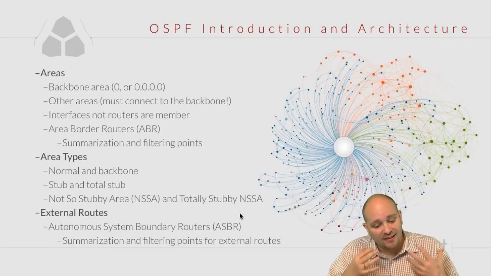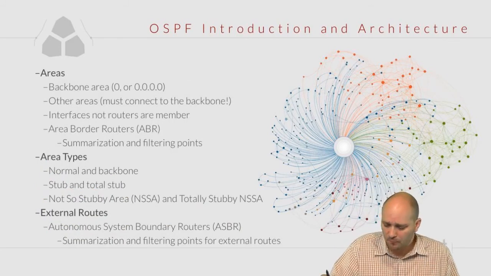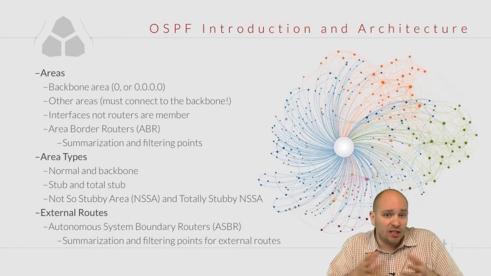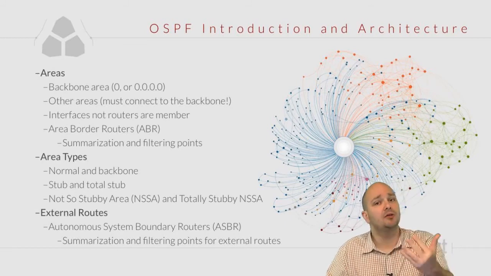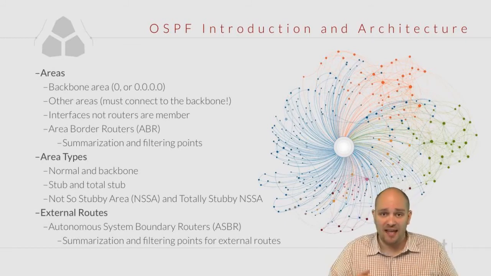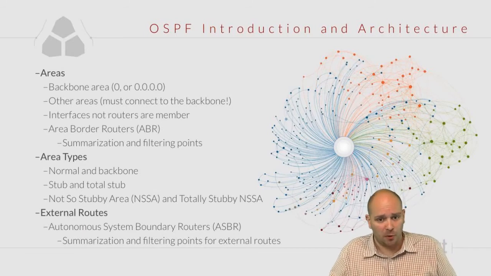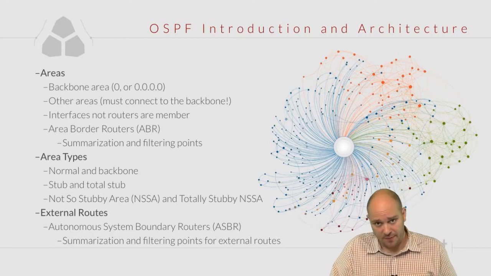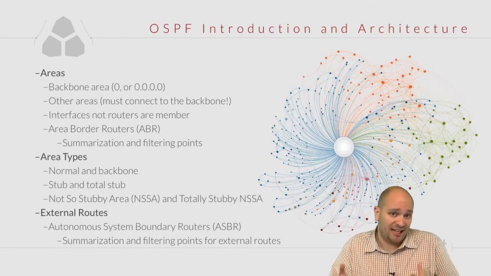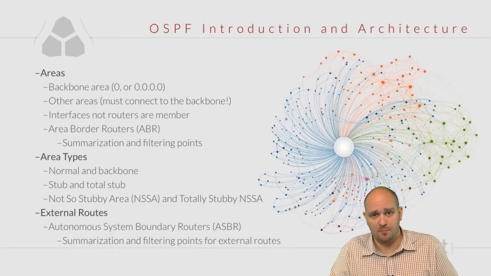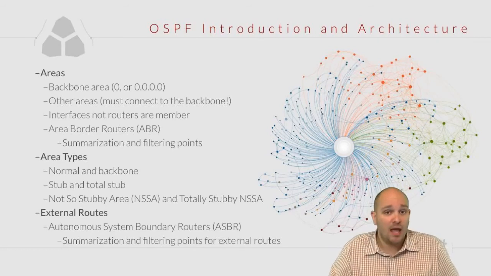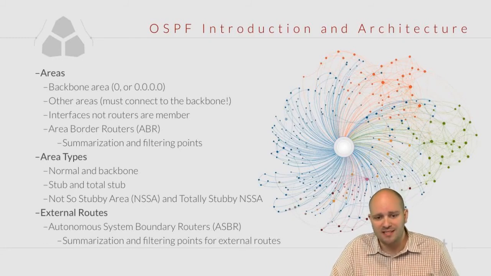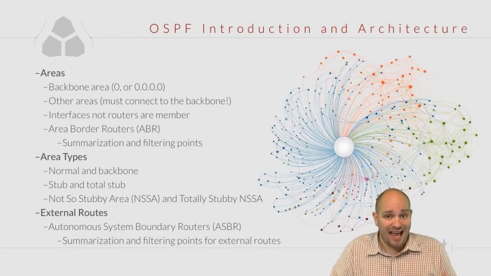So there are these different area types that allow us to provide some sort of built-in architectural filtering of what kind of routes we want to have in different parts of our network. And finally, there are external routes in OSPF. External routes are routes that have been redistributed into OSPF at the redistribution point, which in OSPF is called the Autonomous System Boundary Router, or the ASBR.